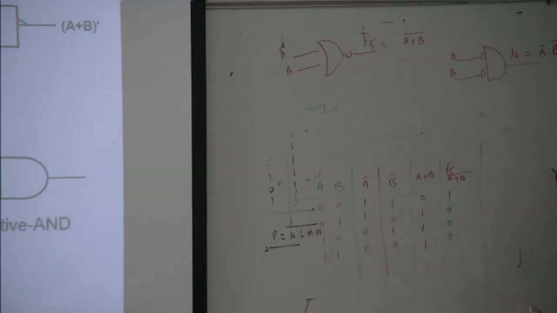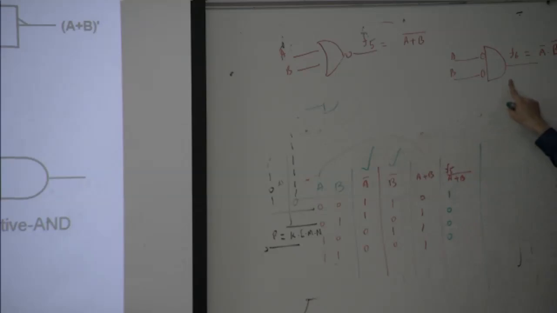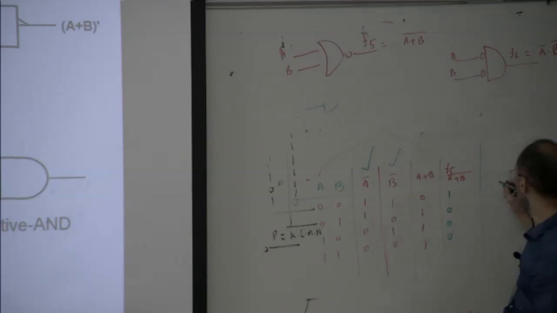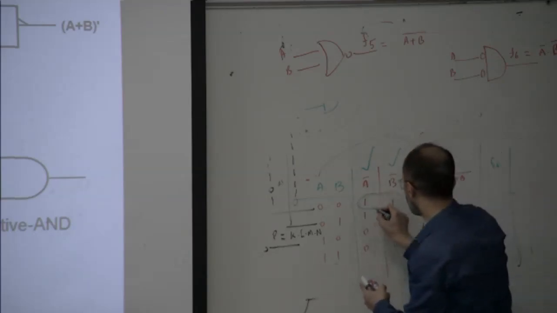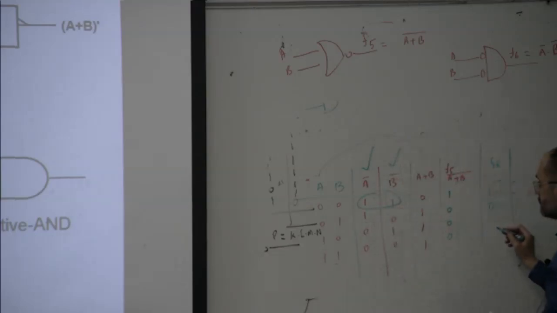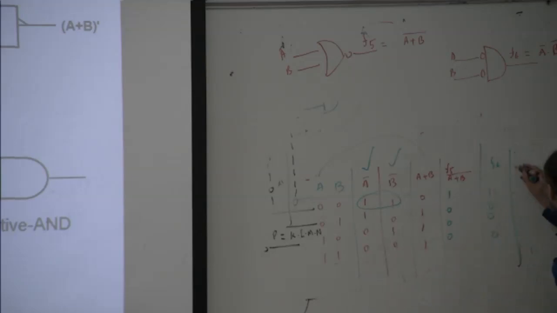Now we want to compute A bar dot B bar. This is A bar, this is B bar, and we AND them: 1 0 0 0. Are they the same or different? So we have proved that F6, equal to A bar dot B bar, is equal to A plus B whole bar.